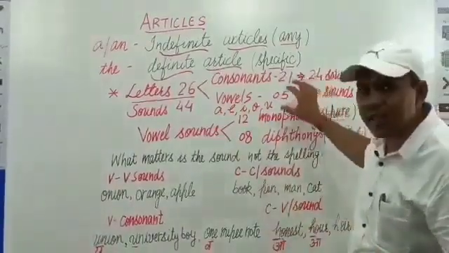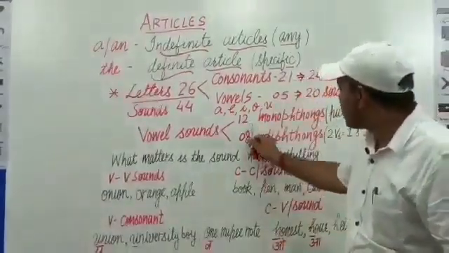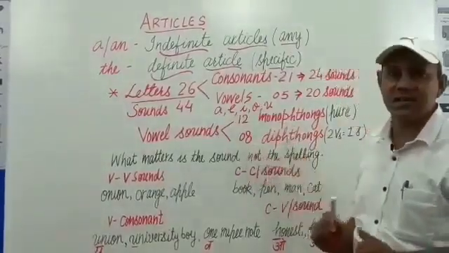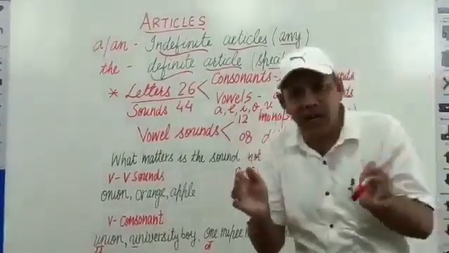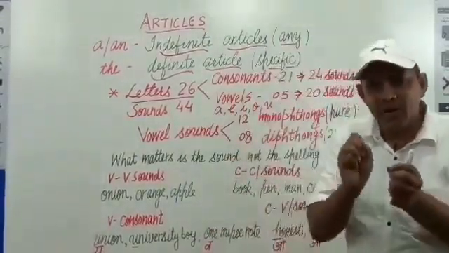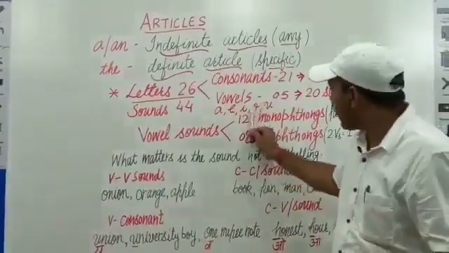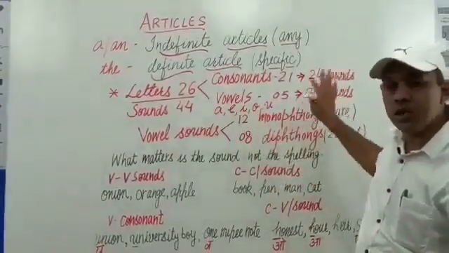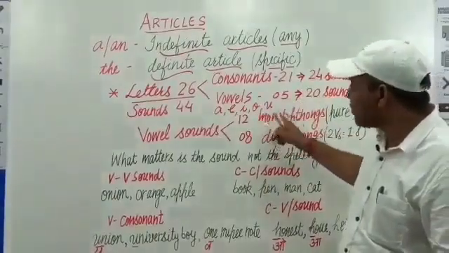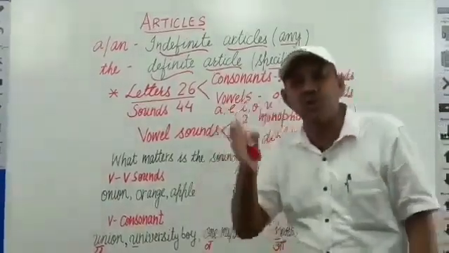Out of these 20 sounds, there are 12 monophthongs and 8 diphthongs. You don't need to go into too much detail about this. You have to understand that these 5 vowels produce 20 sounds. It means we have to identify the sound produced by the vowel.